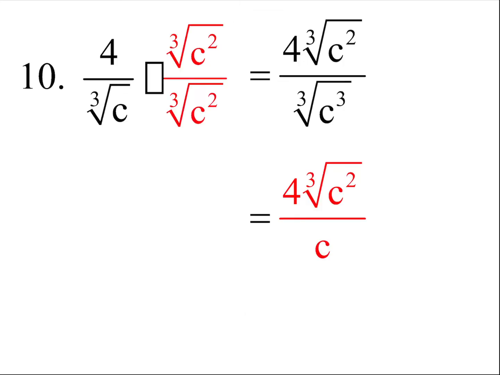No, I want to go back. This one's important. Okay? So now let's just say I have 4 over the third root of c. In order to rationalize that denominator, I'd actually have to multiply it by the third root of c squared. The reason why is that the third root of c, if I multiply it by just itself, the third root of c, will just give me the third root of c squared.